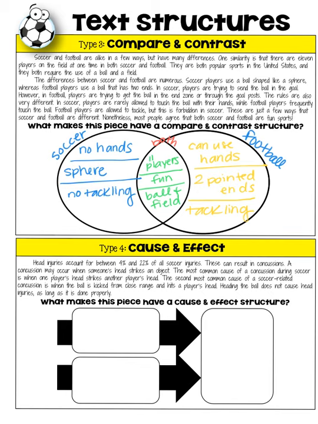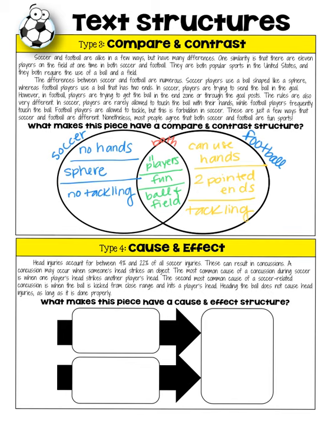So this text has a text structure of compare and contrast because it's telling us the likenesses and differences, or the similarities and differences, of soccer and football. The next thing we're going to look at is cause and effect.